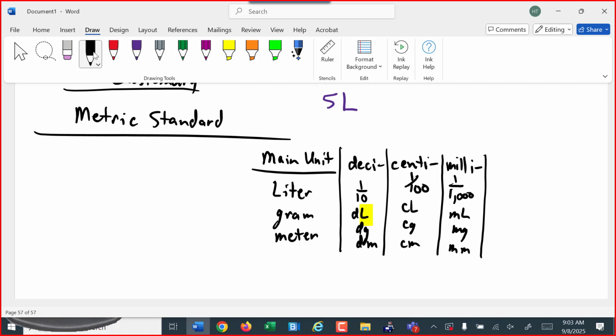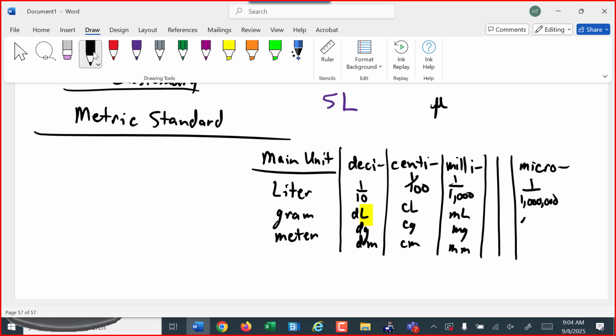And then we skip over the 10,000 and 100,000. And we go to the millionth, which is micro. And here's where the abbreviation gets a little confusing. The official abbreviation for micro is that Greek letter mu. It looks kind of like a P with an open top to it.